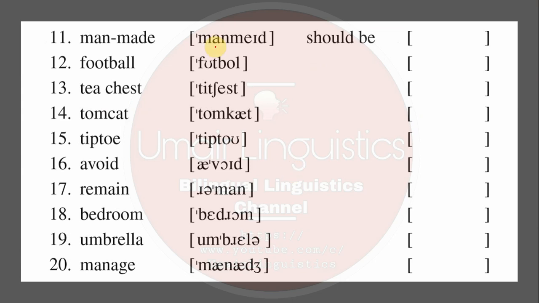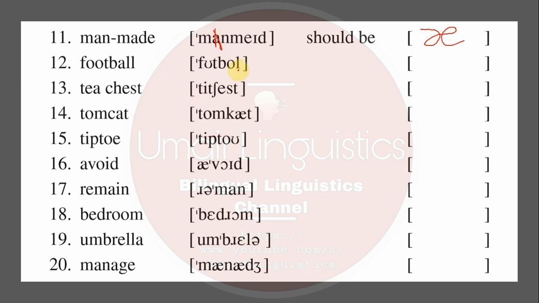Man made. So the problem is that this sound usually comes as the first element of a diphthong, like in I. In I, this is the first element. So this sound cannot be used as an individual sound usually. So man made. So instead of this sound, we have to use this sound, man made.